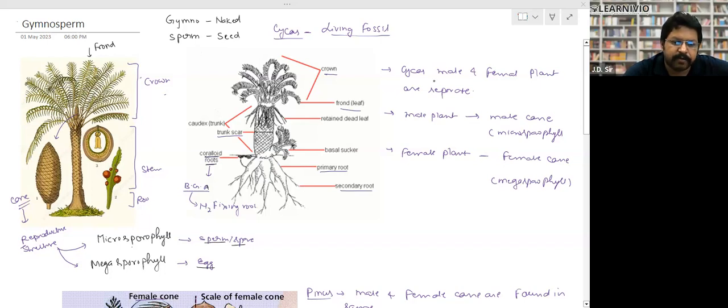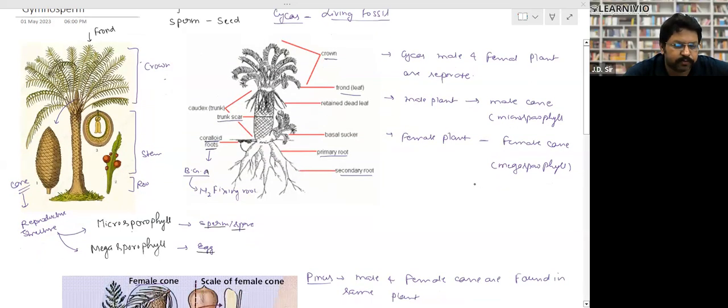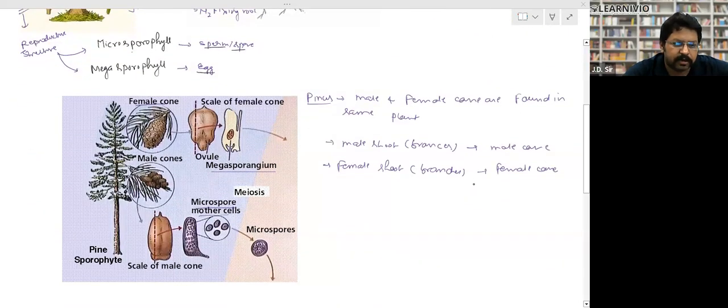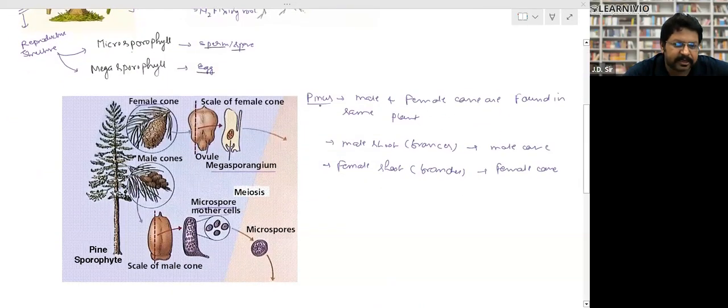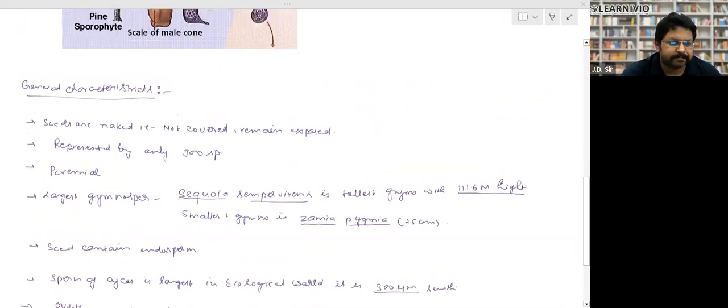In Cycas, male and female plants are separate, right? The male plant bears male cones and has microsporophylls. The female plant has female cones and megasporophylls, right? And there is one more plant. So this is Cycas, right? There is Pinus. In Pinus, male and female cones are found on the same plant. Male shoots, meaning male branches, bear male cones, and female shoots bear female cones, right?